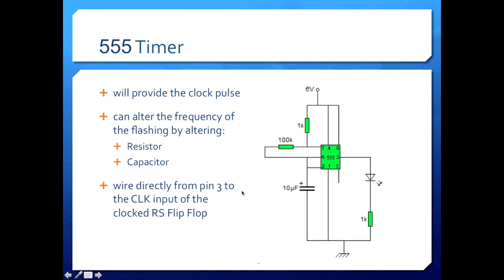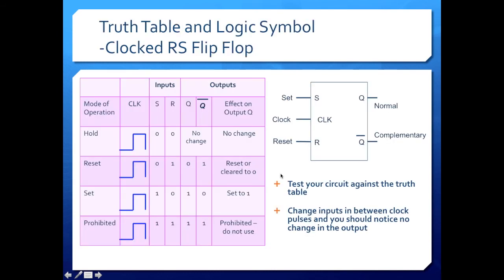Once you build this, wire it directly to your flip-flop, and then we're going to test it against the truth table to ensure that this part of it works. We're not so much interested in the prohibited state because we're never going to use it, but you want to test your circuit against this truth table.